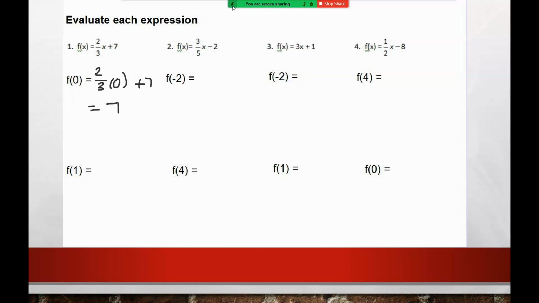For f of 1, where you have x, you replace it with a 1. So we get 2/3 times 1 plus 7. So that is like 7 and 2/3. If you wrote the mixed number as an improper fraction, that is 23/3.